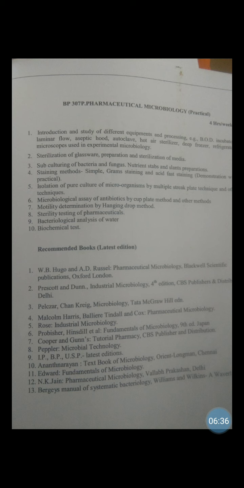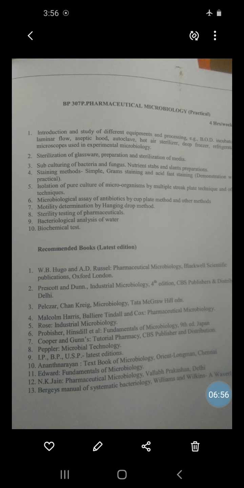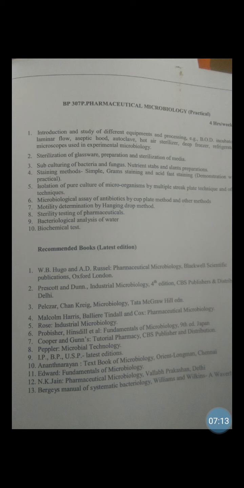Then we will see the procedure. First, prepare a smear of the given bacterial suspension. Allow the smear to dry in air, then fix it by heating. It means at the center of a glass slide, take a drop of the sample, then using another slide, make a thin smear of this bacterial suspension, allow the smear to dry in air, and then fix the smear by heating.